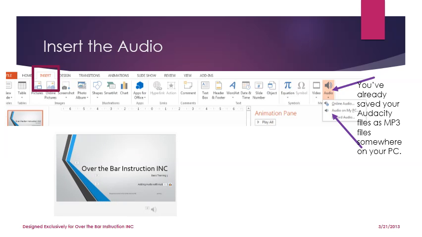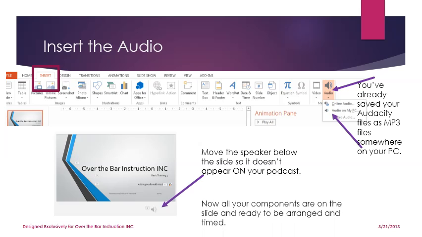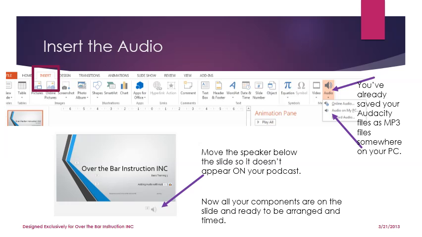Initially, it will show up in the middle of your slide. You don't want it to interfere with all the beautiful work you did, so click and drag it to the bottom underneath your slide. It will still run, but your customers don't need to see it. Now all of your components are on your PowerPoint slide and you are ready to apply the animations.